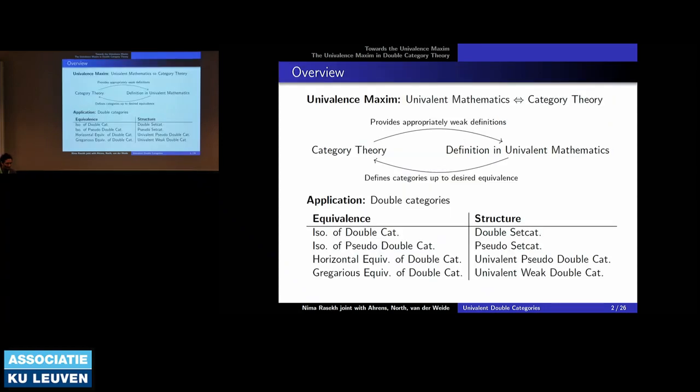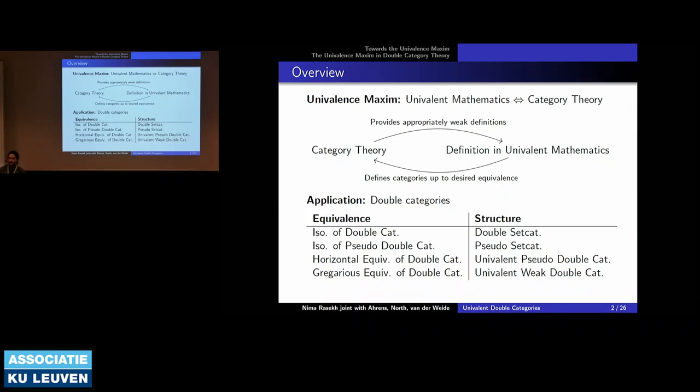So the aim of this talk is to understand the slide, basically. In particular, I want to say a little bit about what we call the univalence maxim, because the word maxim is really underused. It's supposed to say something about how univalent mathematics is cool when we want to look at categories. And then the application, the second part of the talk, is when we apply this to the case of double categories.